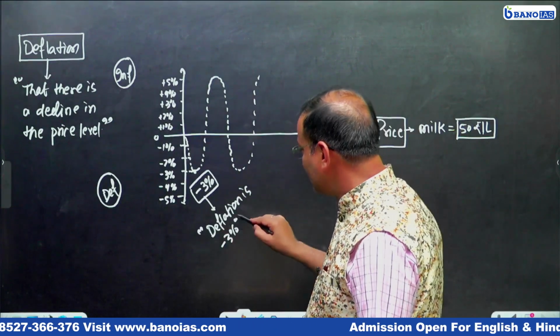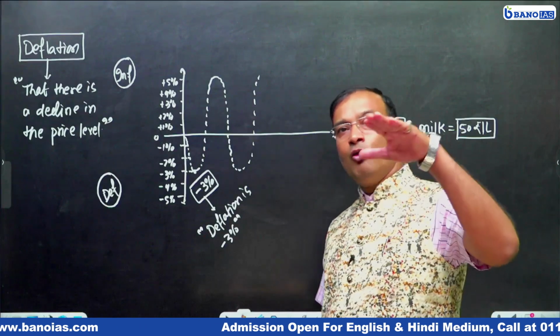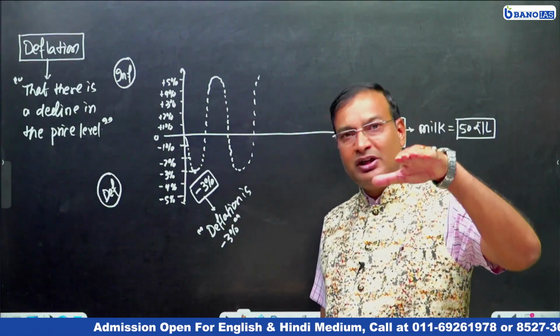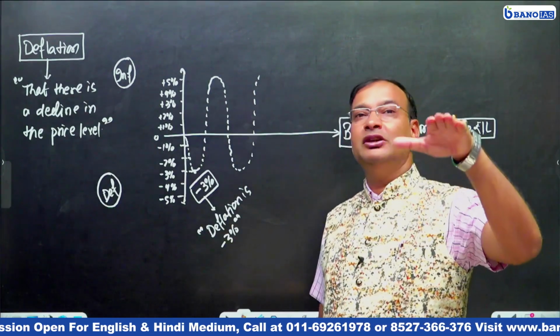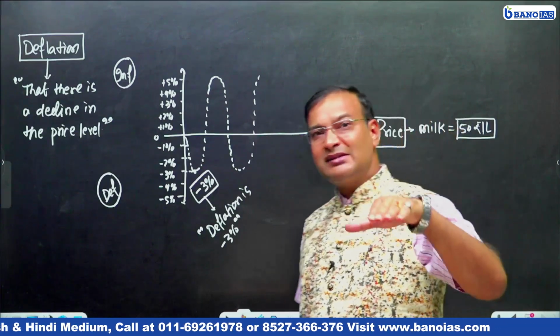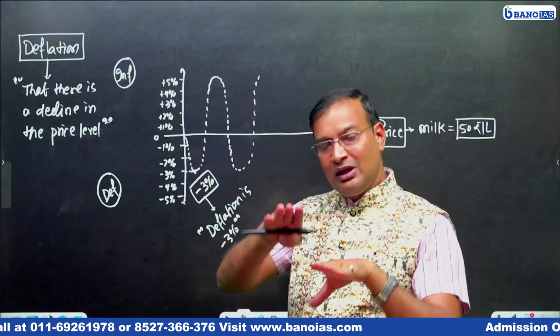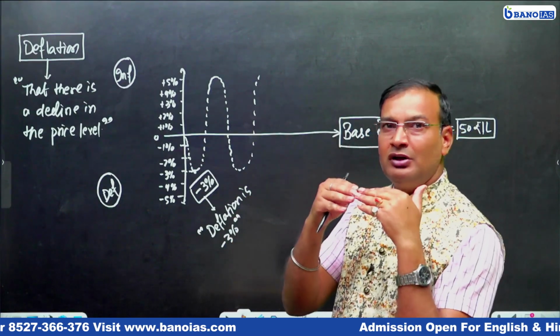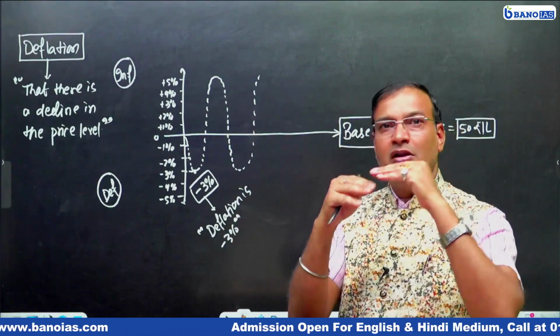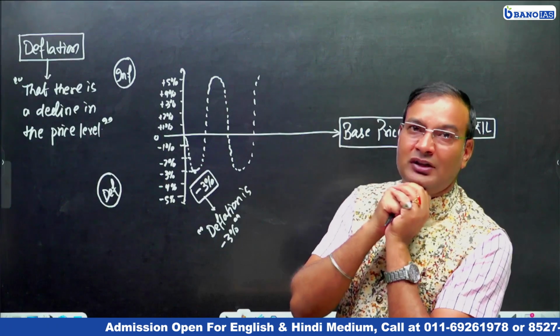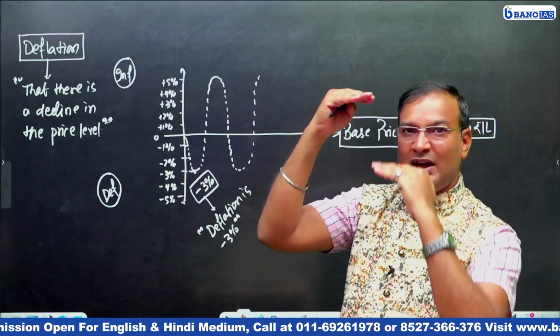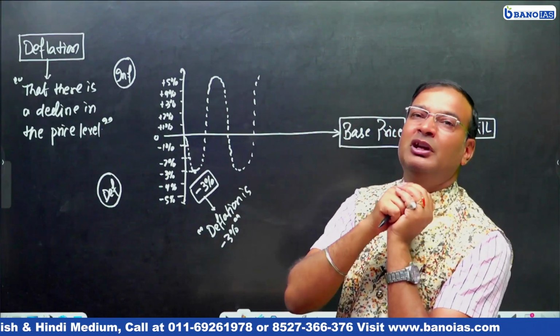So deflation, dear student, is a phenomenon when the price level is dipping down even below the base price. It means the price level has declined to such an extent that it is now below the base. Getting my point? The base is something, and the price level is below the base price.